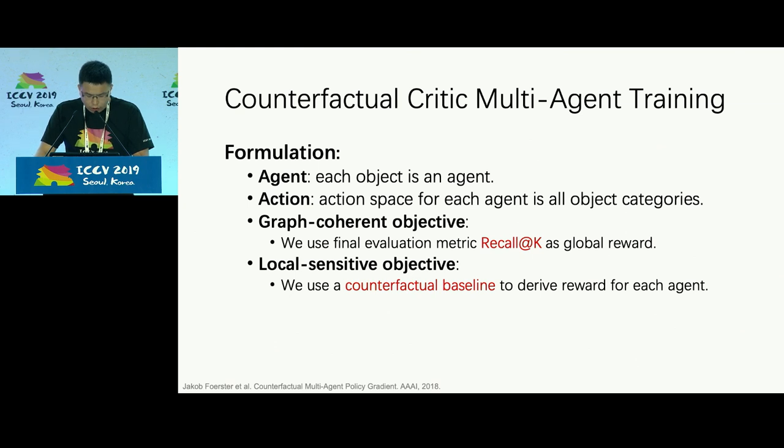Specifically, we formulate each object as an agent, and the action space for each agent is the set of all object categories. For the graph coherent objective, we directly define the evaluation metric as a global reward and use policy gradient to optimize the non-differentiable objective. For the local sensitive objective, we subtract a counterfactual baseline from the global reward to derive the individual reward for each agent.